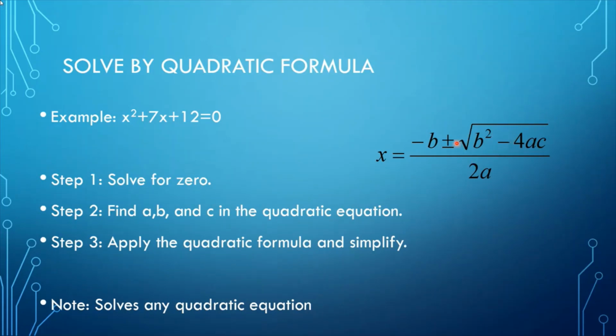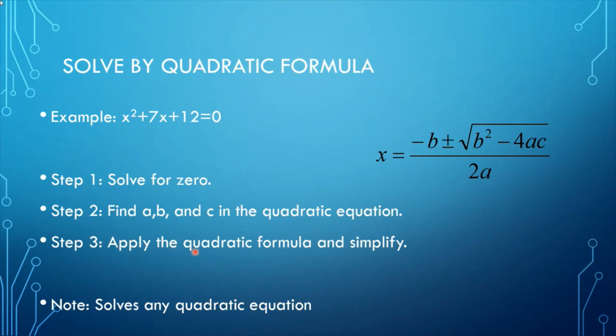But using the quadratic formula, you can use it for any quadratic equation. So here are the steps. Step 1, solve for 0. Step 2, find A, B, and C in the quadratic equation. A, B, and C are the coefficients in front of the variables. You're not going to use x squared or x. That's what the formula is set for. That's what you're trying to solve.